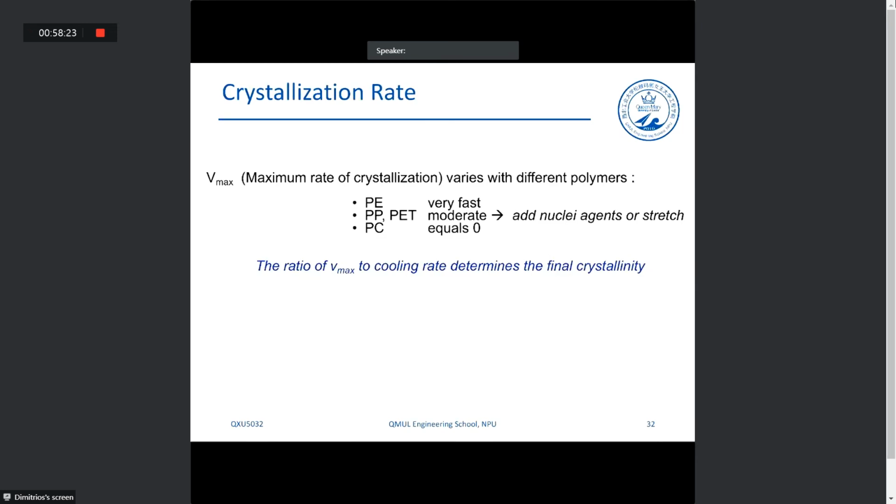Now, crystallization rate. Different polymers crystallize at different rates, as you would understand. And as I said, generally industries prefer to make polymers crystallize faster. And because they want to make polymers crystallize faster, they usually add nucleation agents or apply stretching. So in the case of polypropylene, polyethylene terephthalate, and so on, they add nucleation agents. So in this case, we have heterogeneous nucleation. To be fair, in the other types of polymers, we also have heterogeneous nucleation, but it's more obvious.